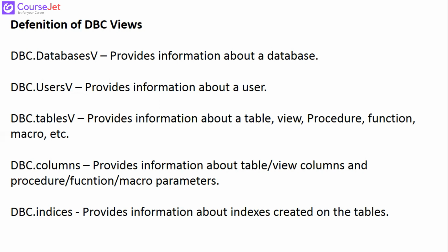Suppose your table name has 50 characters, and you are doing a select star from DBC.tables, where table name is like the suffix part of your table. In that case, if you are not using the B, it will give you false information, like there is no table, because it contains data only until 32 characters.